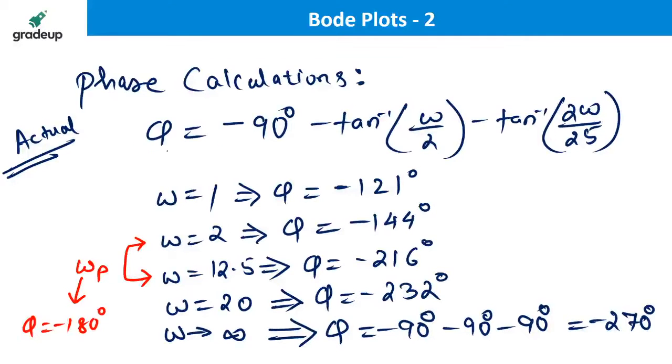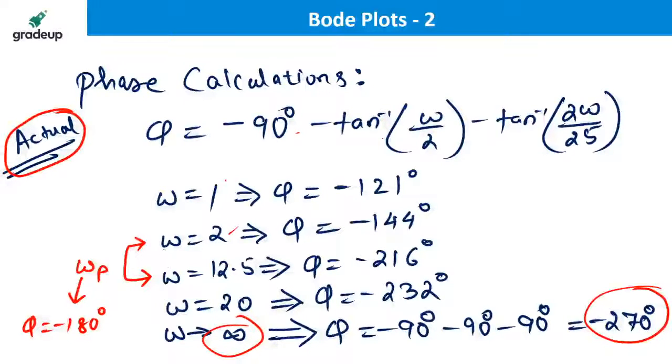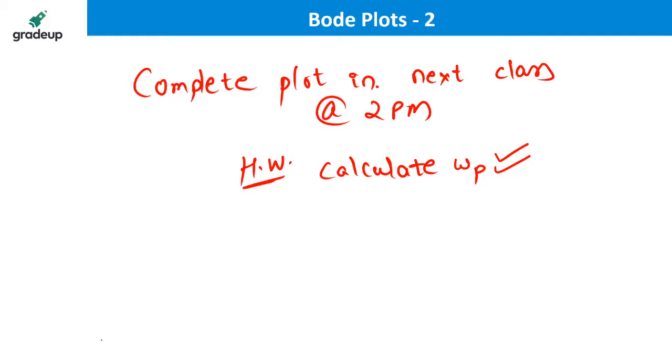These are the phase calculations: minus 90 minus tan inverse omega by 2 minus tan inverse 2 omega by 25. And as I told, we will now be taking the actual phase calculations. These are the phase values for different omegas. I took omega equal to 1, the starting frequency, the first corner frequency, and the second corner frequency. Then randomly I took a value 20, and moving towards infinity, we observed that the phase is moving towards minus 270 degrees. In between 2 and 12.5, there is a point where the phase crosses minus 180 degrees, and that is known as the phase crossover frequency. The only thing I asked you to complete was to calculate the phase crossover frequency.